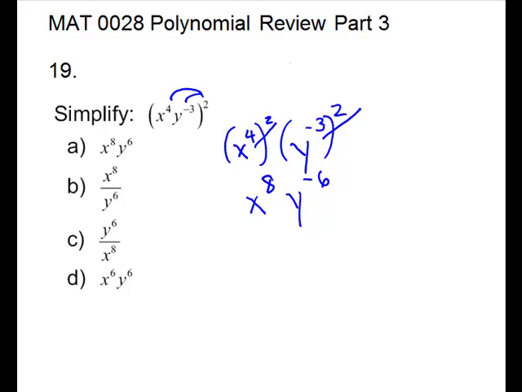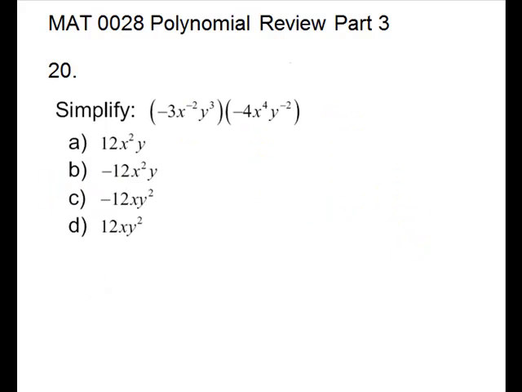And then we will clean up the negative exponent. Right now these are on the numerator. So the y with the negative exponent is going to have to go to the denominator to get a positive exponent. So x to the 8th over y to the 6th. Choice is B. Number 20 is also an exponent rule problem.